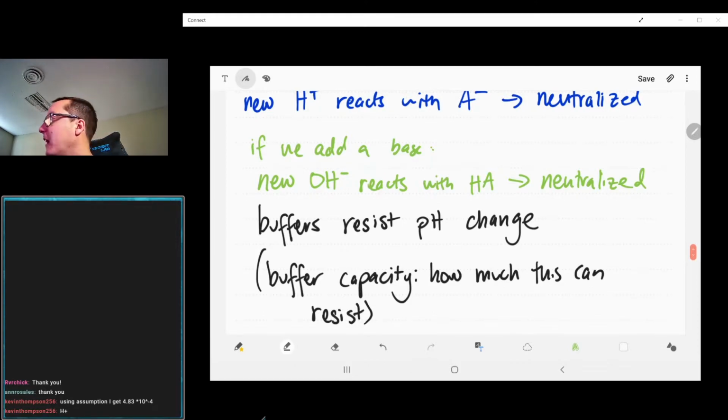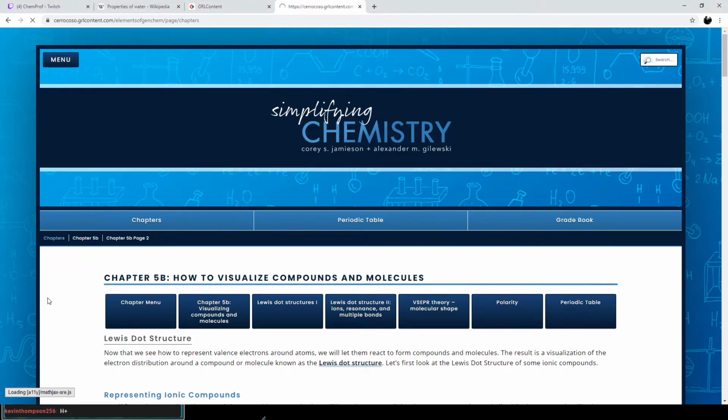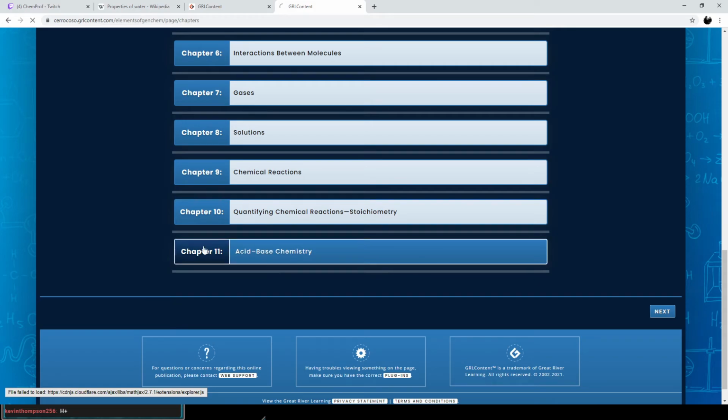And I think I have a video of this. Let me pop up my textbook here and let me just go ahead and check. I'll be able to show you what it looks like when we start trying to change the pH of a buffer solution. Alrighty, so let's go ahead and show the screen here. Let's go to acid-base stuff.